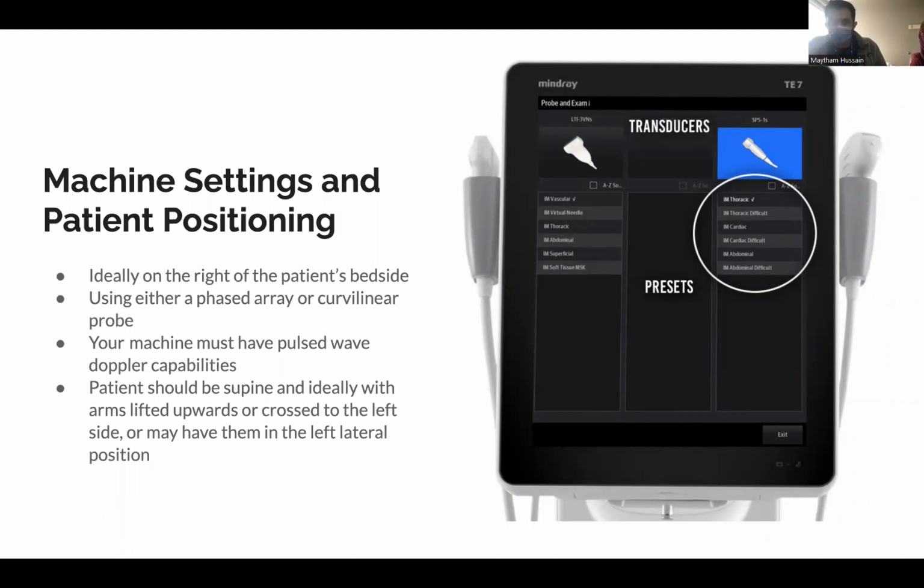And you can do this while the patient is supine, ideally with their arms lifted upwards in order to expose the right upper quadrant area, or crossed over to the left side. Or you can also have them slightly tilt towards the left lateral position.